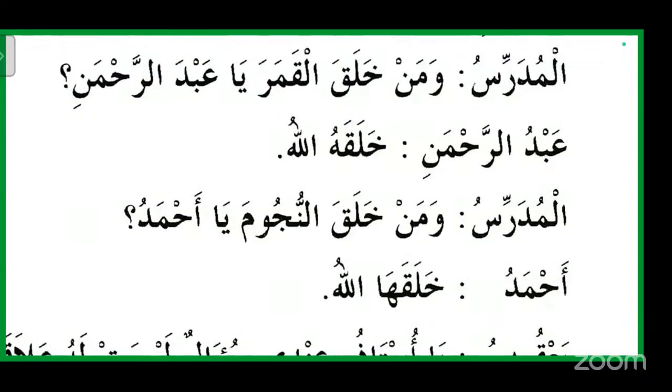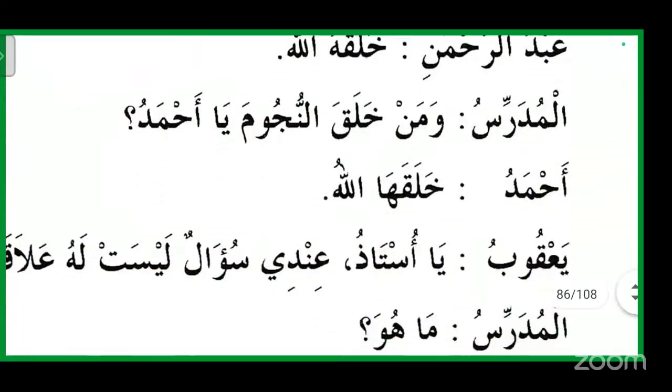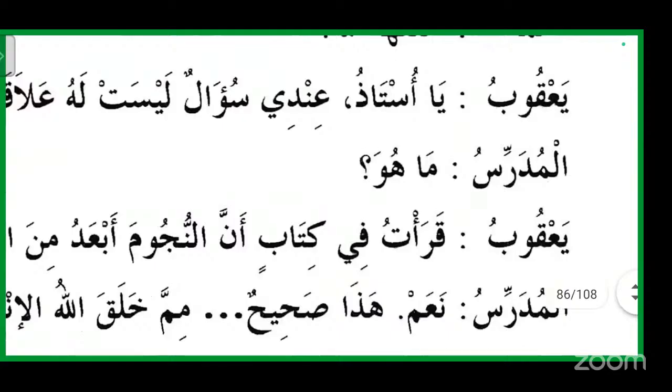Why? Because an-nujumu is the jama mukassir ghayr aqil. So we would use the wahid muannas pronoun. We would use ha. Allah has created them. Allah created them. Yaqub asks a question.